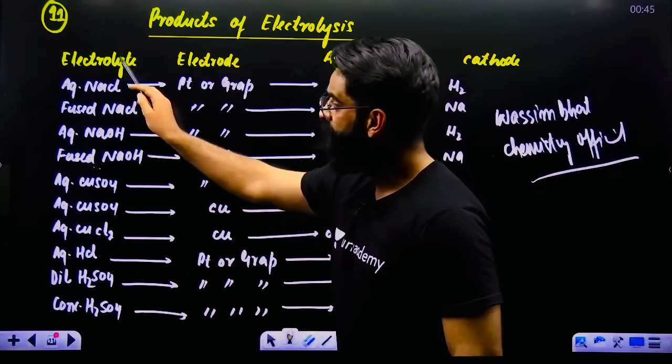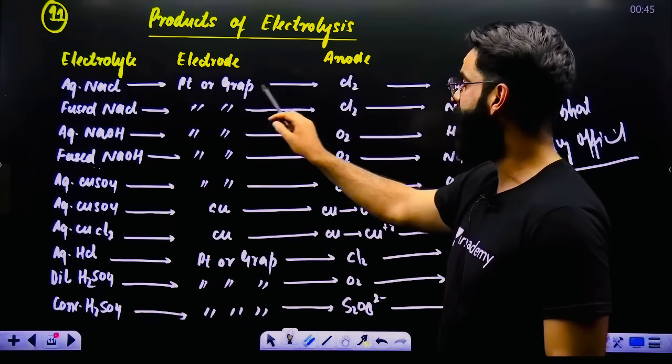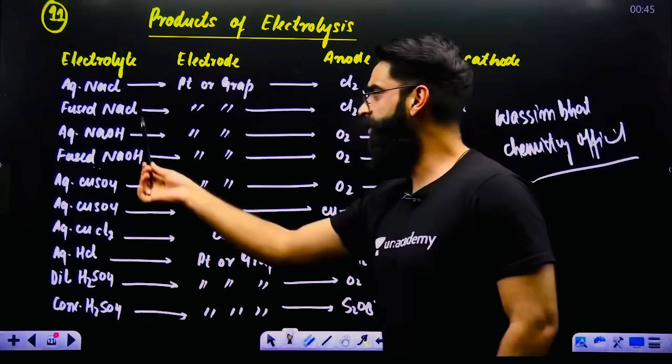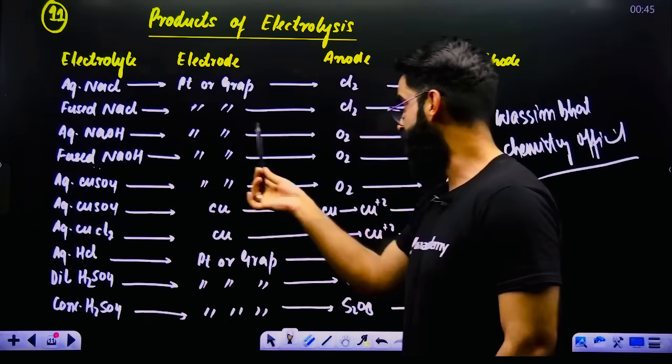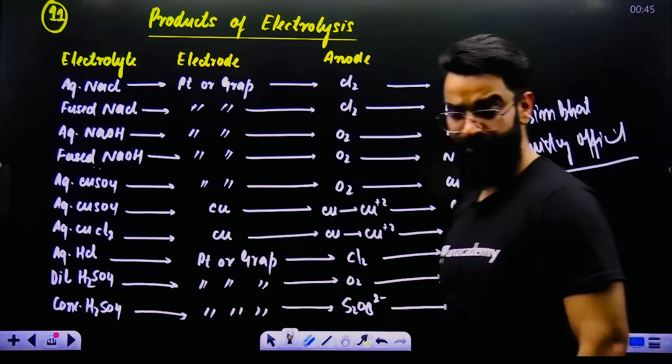Anything can be asked from this particular table. Products of electrolysis. For example, you are keeping the electrolyte as aqueous NaCl. The electrode used is platinum or graphite. At anode, Cl2 gas is liberated. At cathode, H2 gas is liberated. For example, you have got fused NaCl. Again, using the same electrode, at anode, Cl2 is liberated. Na is deposited.